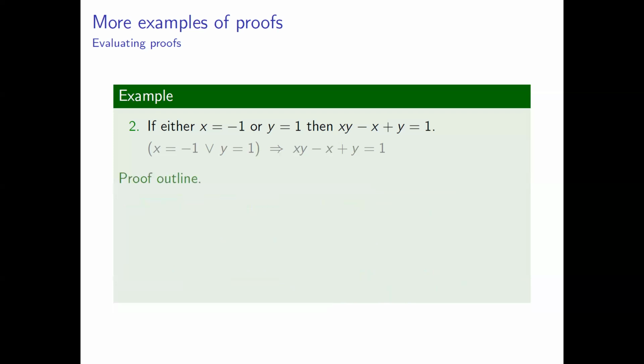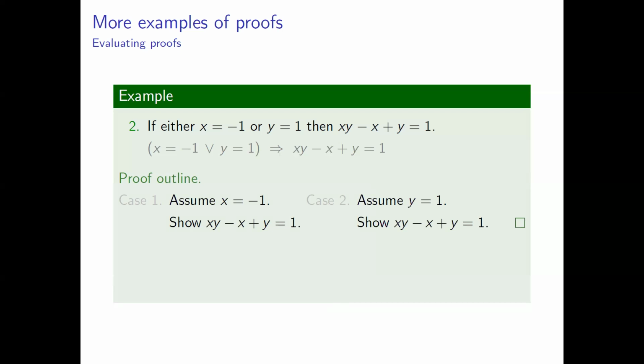Let us give a correct proof for this claim. Since the antecedent of the claim is a disjunction, we will give a proof by cases. For the first case, we assume that x equals minus 1 and show that xy minus x plus y equals 1. For the second case, we assume that y equals 1 and show that xy minus x plus y equals 1.